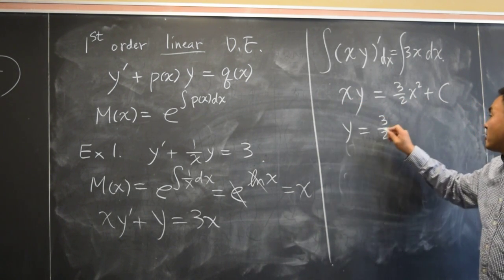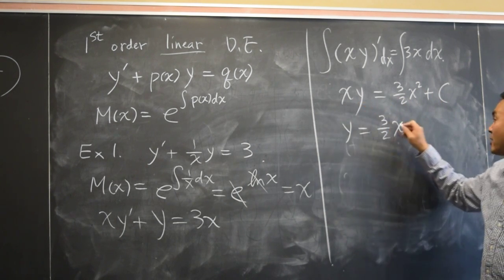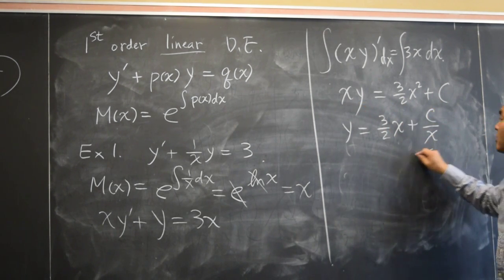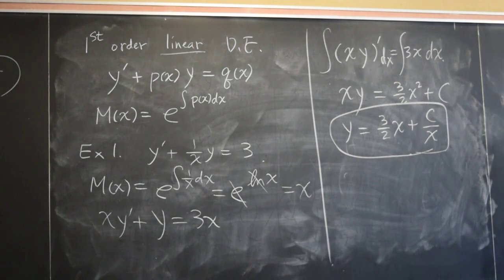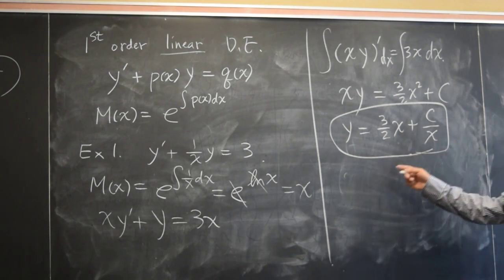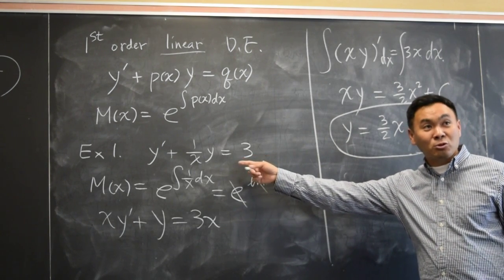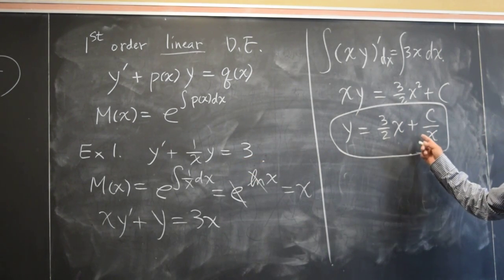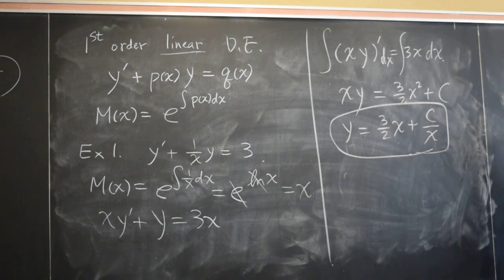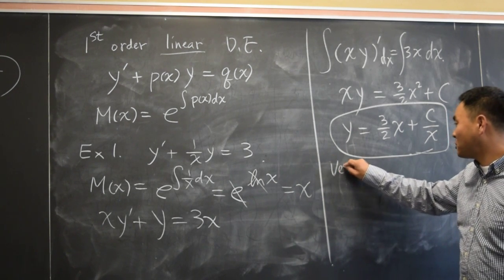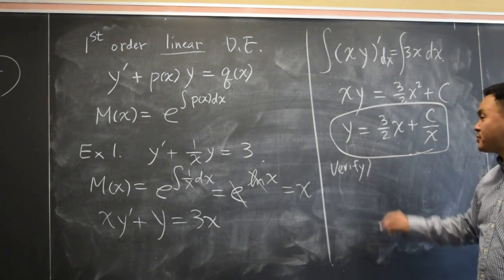X squared divided by x is x. C divided by x is c over x. And this is your solution. If you want to, you can actually check whether this is a solution just by differentiating once and then plugging in. And let's do the verification. I want to skip it, but verify.